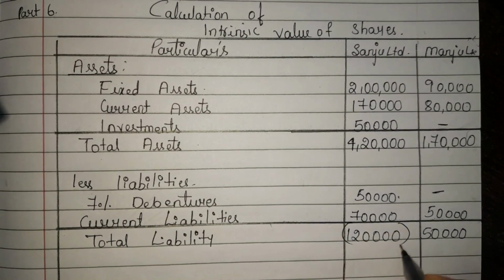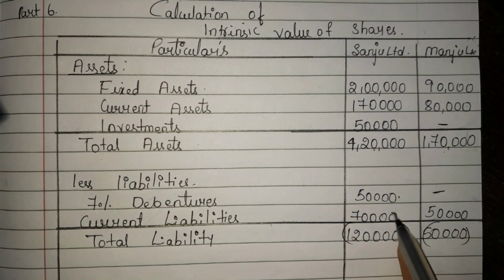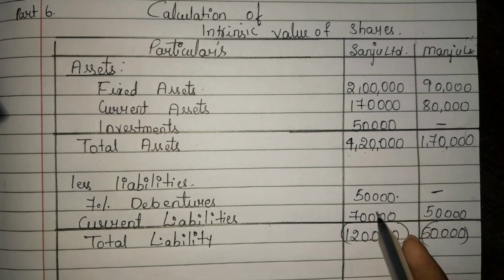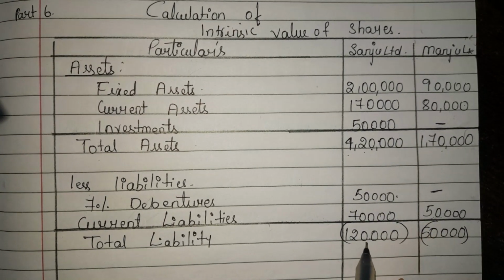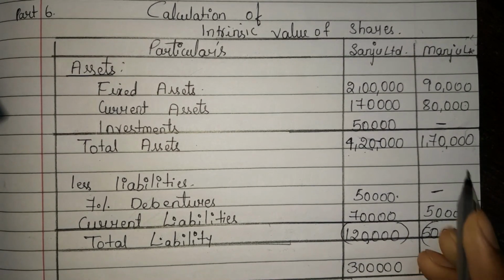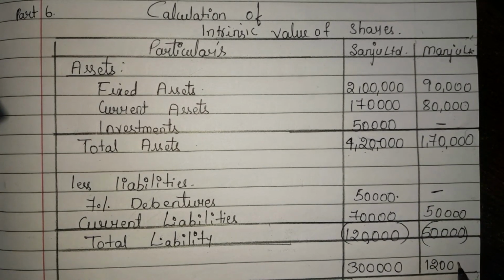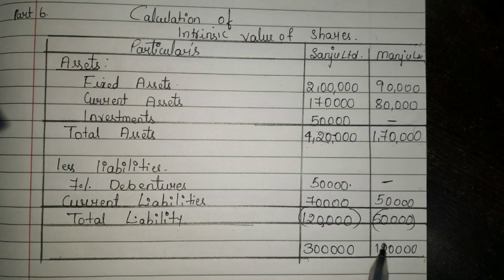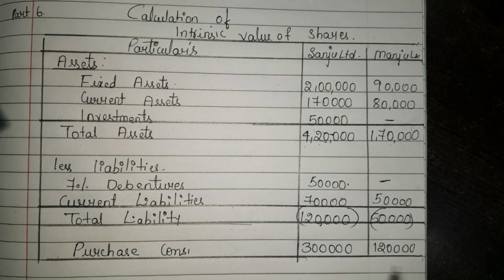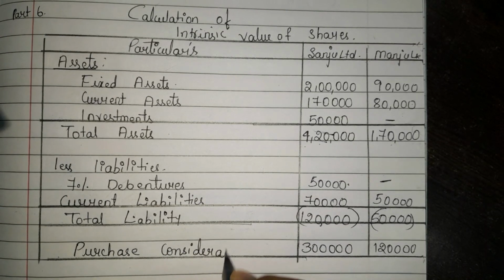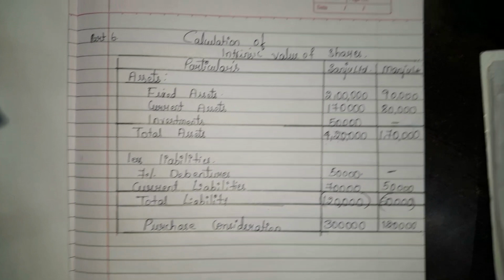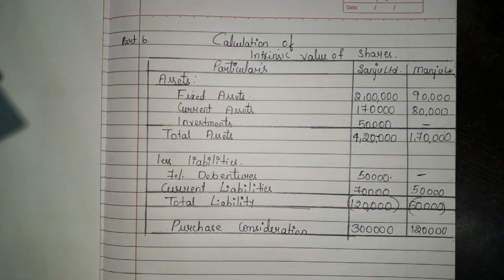Now we need to minus this total liability from total assets, which means from 4,20,000 we need to minus 1,20,000. So when we minus we will get 3 lakh here. Then here when you minus you will get 1,20,000. What is this 3 lakh and 1,20,000? It is purchase consideration. Now we just found out how to calculate purchase consideration.